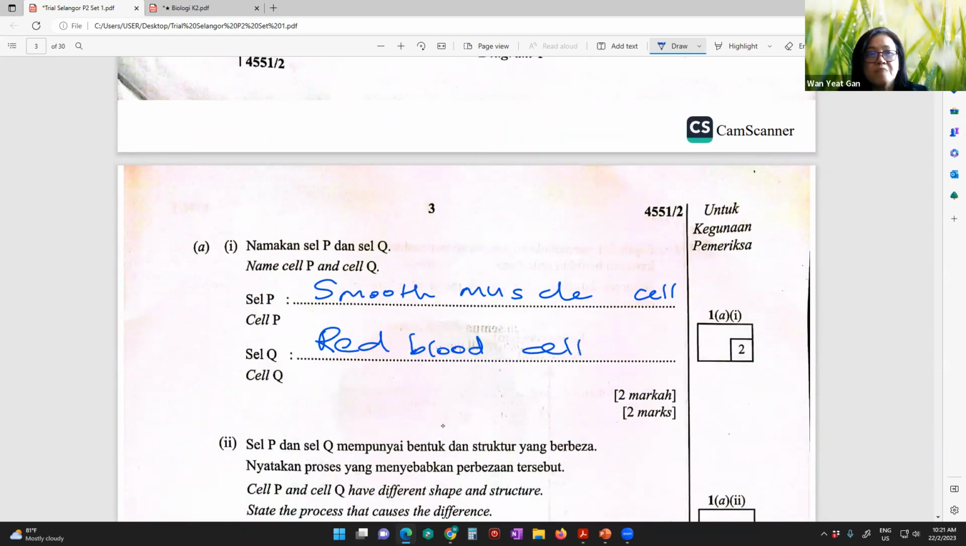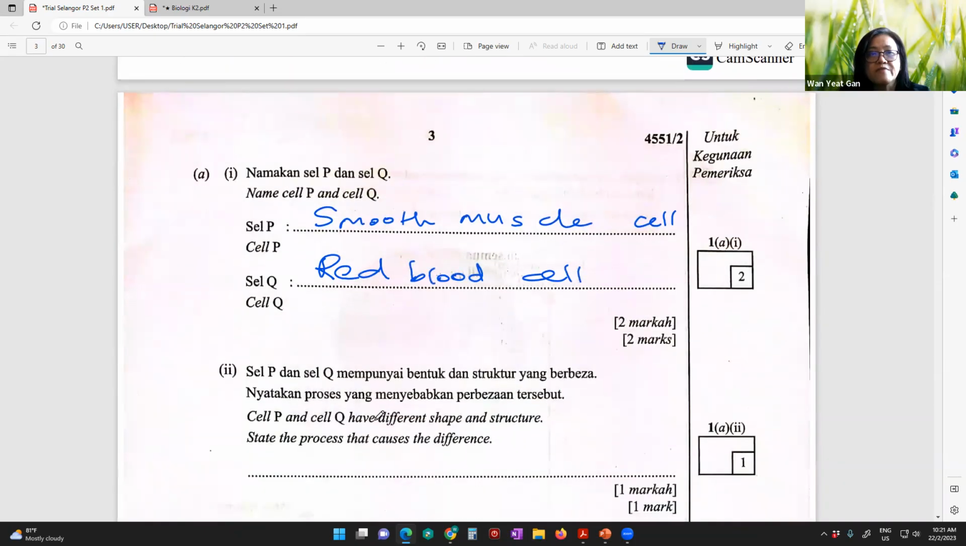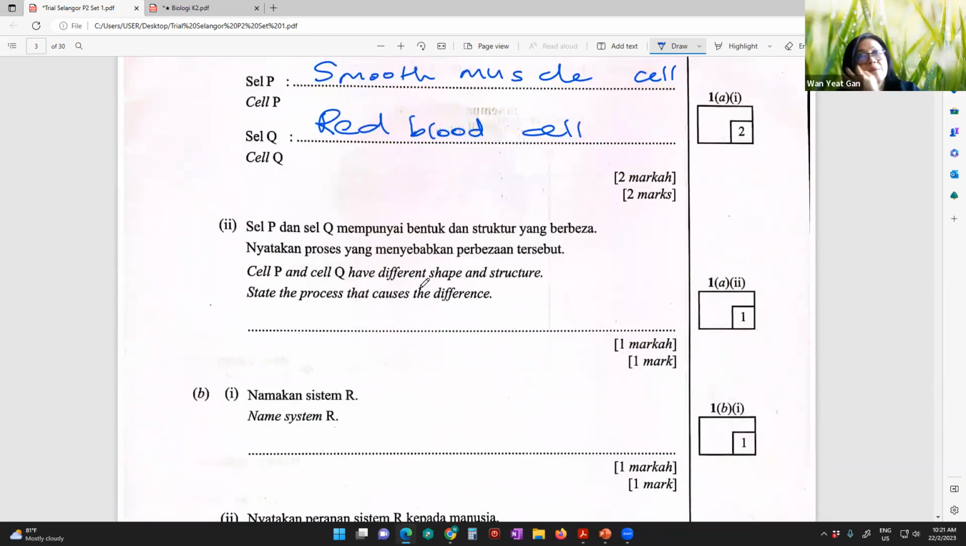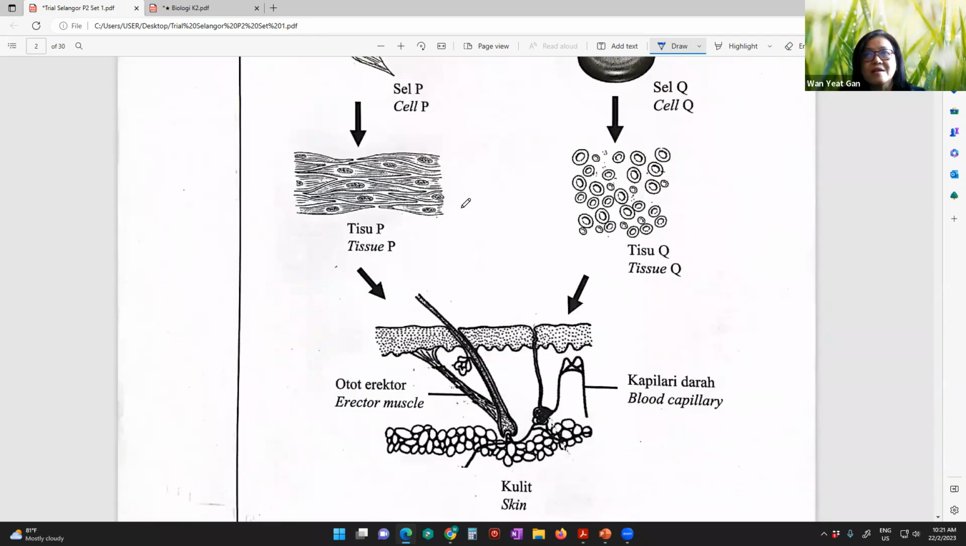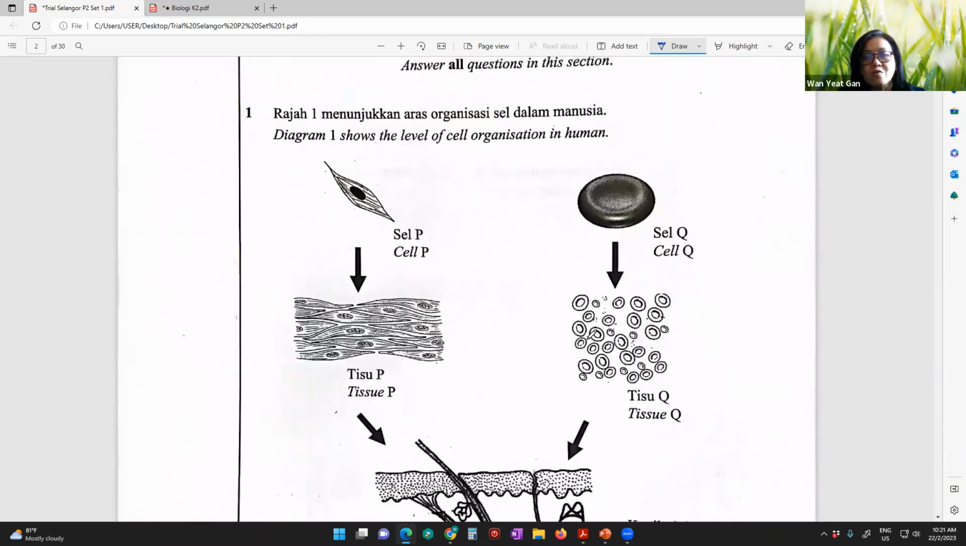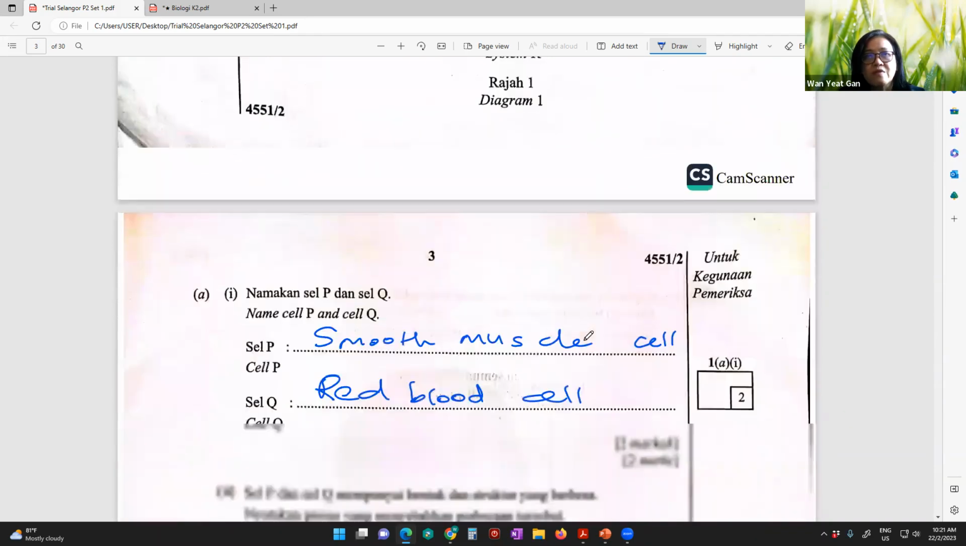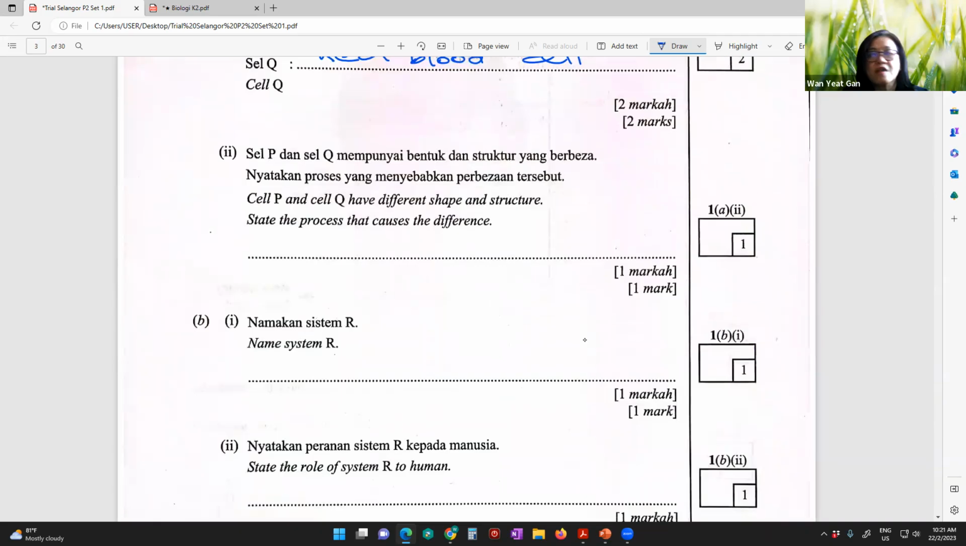Okay, next. Cell P and cell Q have different shape and structure. State the process that causes the difference. So cell P and cell Q, you can see that they have different types of shape and also carry out different functions. So the process that causes these differences is actually differentiation.